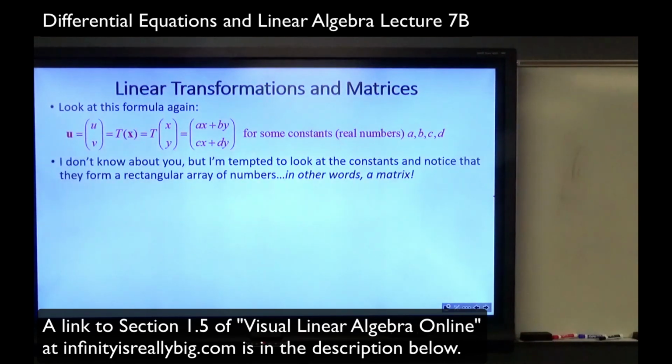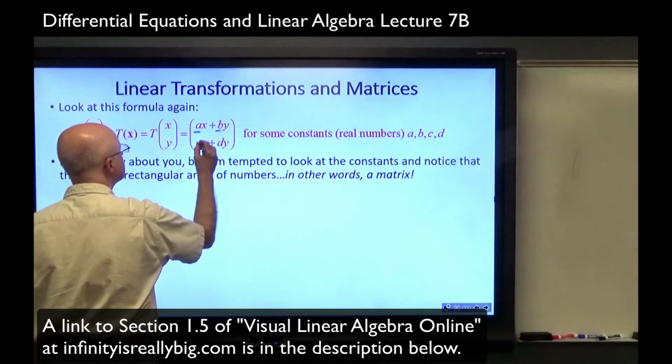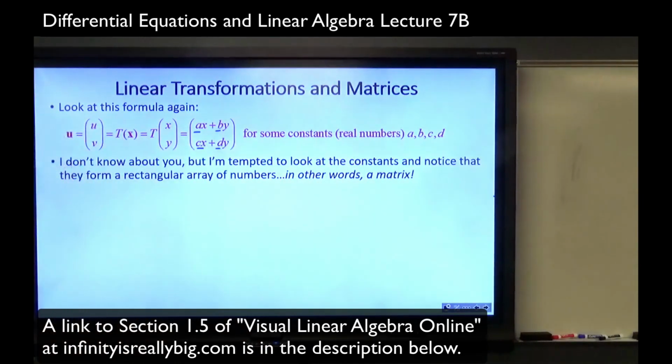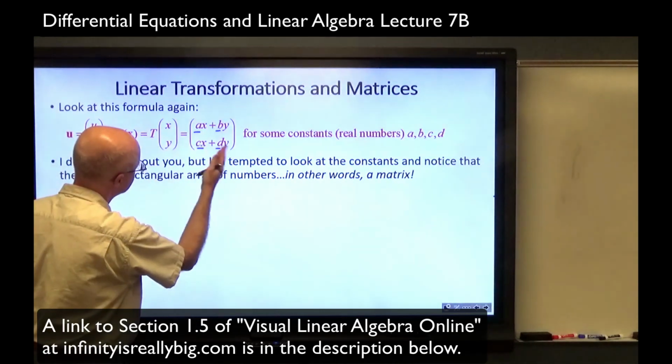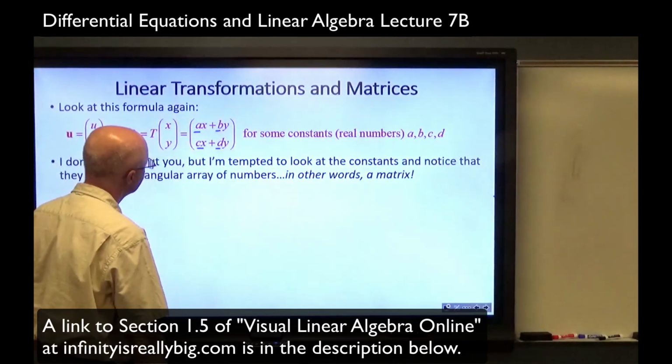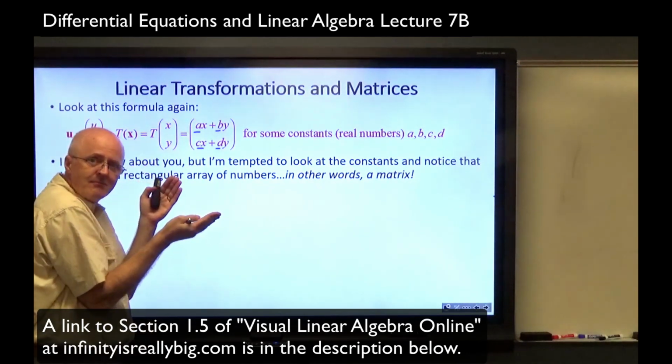I don't know about you, but I'm tempted to look at the constants, the A, the B, the C, and the D, and say, hey, they form a rectangular array of numbers, a matrix. Don't they? Well, of course, there's this other stuff in there. There's the x's and the y's and the plus signs. But if I just ignore everything else and just focus on the A, B, C, and D, they form a matrix.